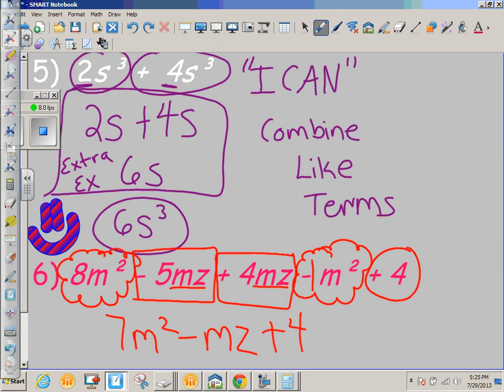Notice the order that I listed these terms in. We call that standard form or descending order. So you'll see that I included the m squared and then m and z, which both have an exponent of 1, and then your constant. So that really is the best form in which to leave your final answer. That does it for distributive property and combining like terms.